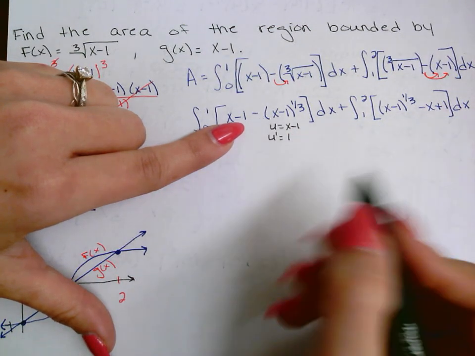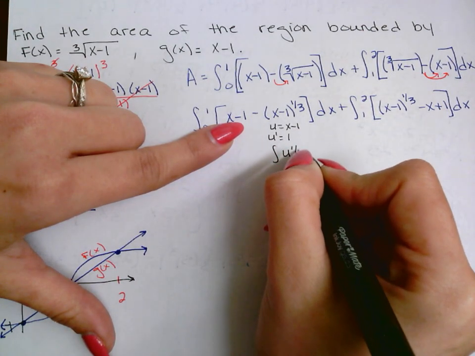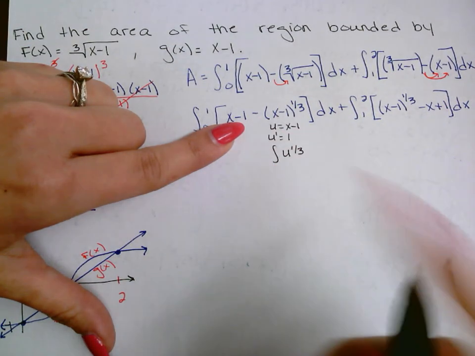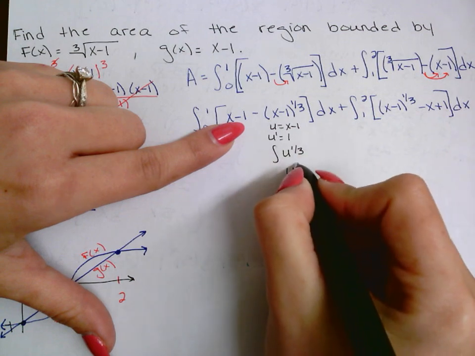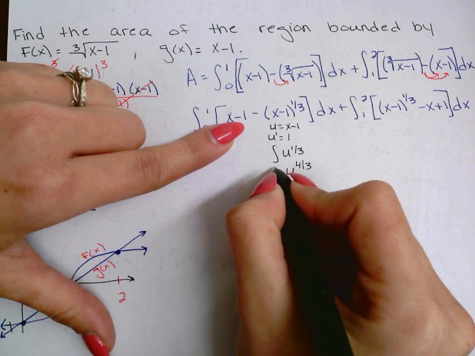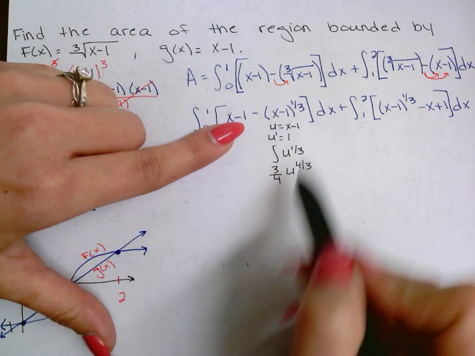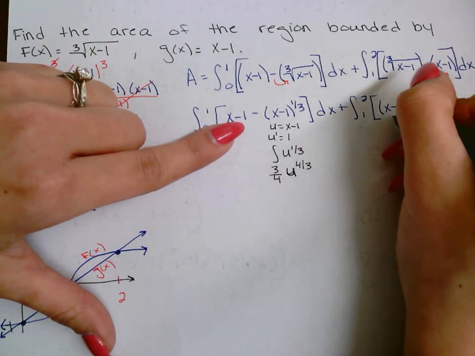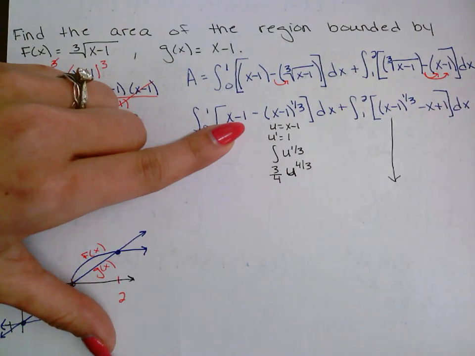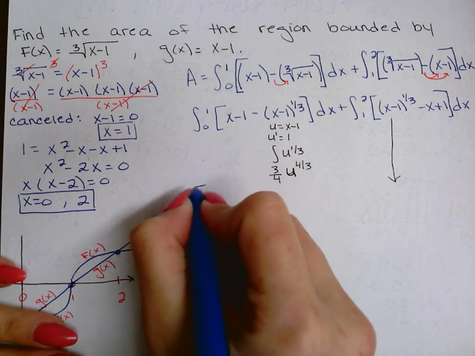So if nothing is missing, I can treat this portion as the integral of u to the 1/3, what is the antiderivative there? 4 over 3 is my new exponent, and my coefficient is 3 over 4. So when I go to do the antiderivative of this portion, this will be my answer. Okay? And the same will go for this guy. Okay? So now let's move on.